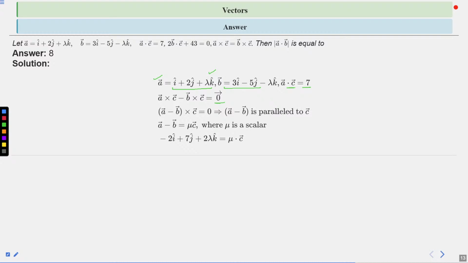So (A vector minus B vector) cross C vector is equal to 0. So A vector minus B vector is parallel to C vector. So we can say A vector minus B vector is equal to mu times C vector, where mu is a scalar term. So just solving this, you will get minus 2 i cap plus 7 j cap plus 2 lambda k cap is equal to mu into C.